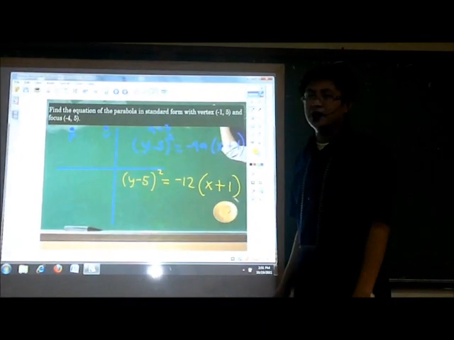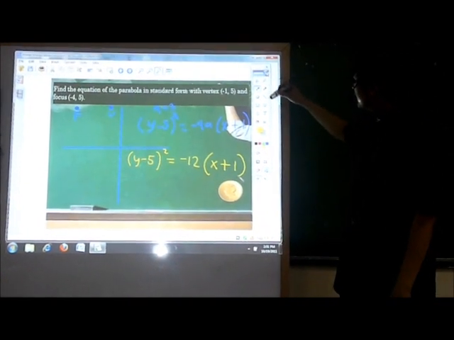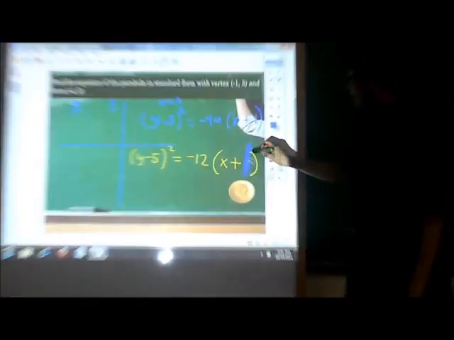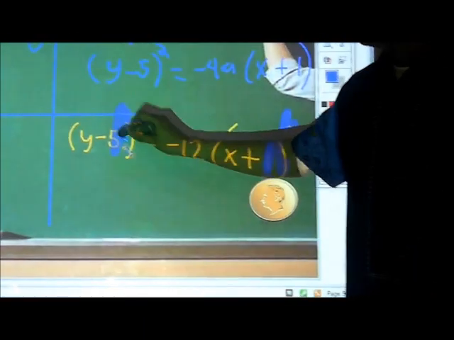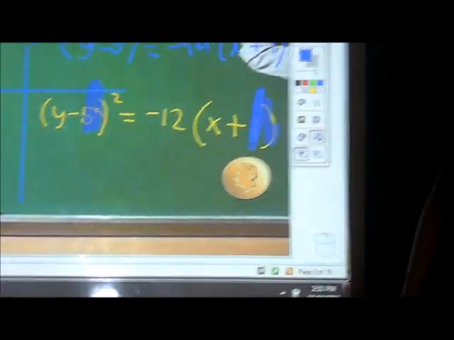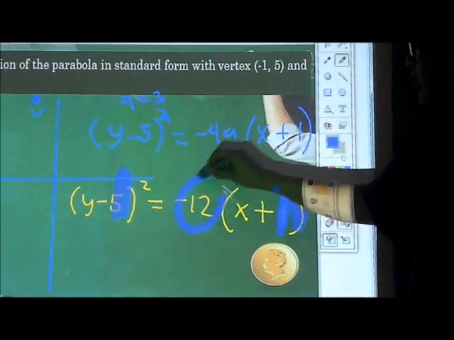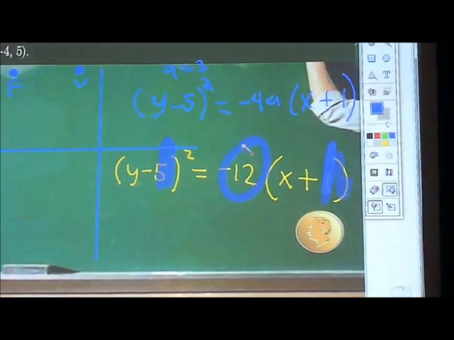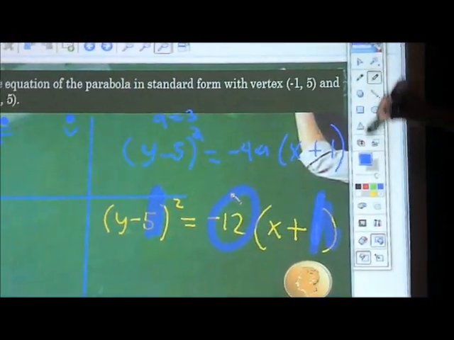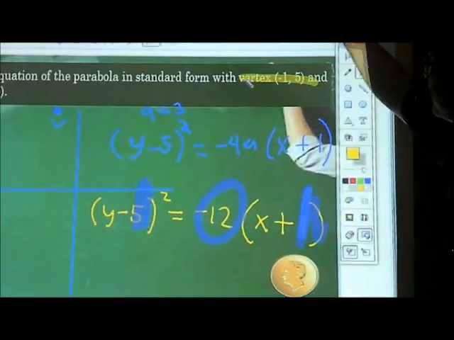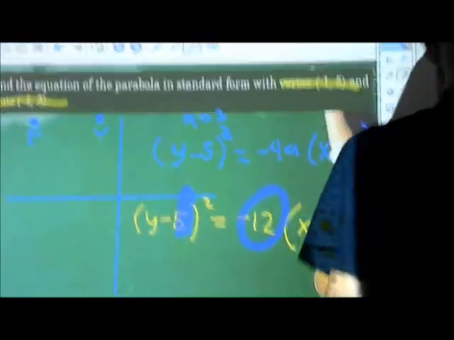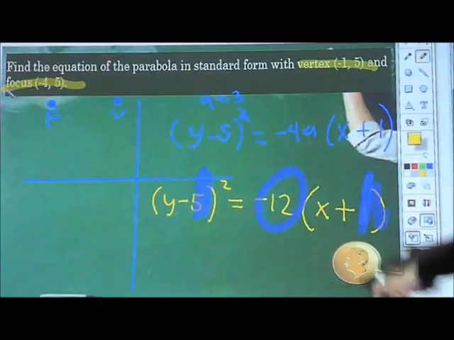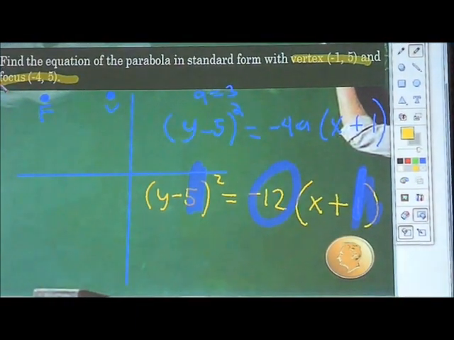You know what to put here and there. What do we still need to get? And you know that a is the distance between the focus and the vertex, which is already given in the problem. So what's the distance between the two? 3. So therefore, 4a times should be negative 12. See?